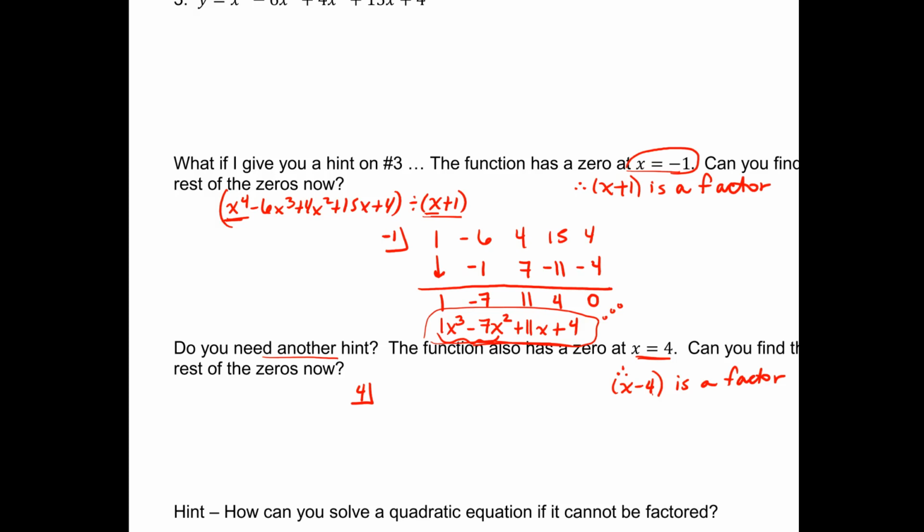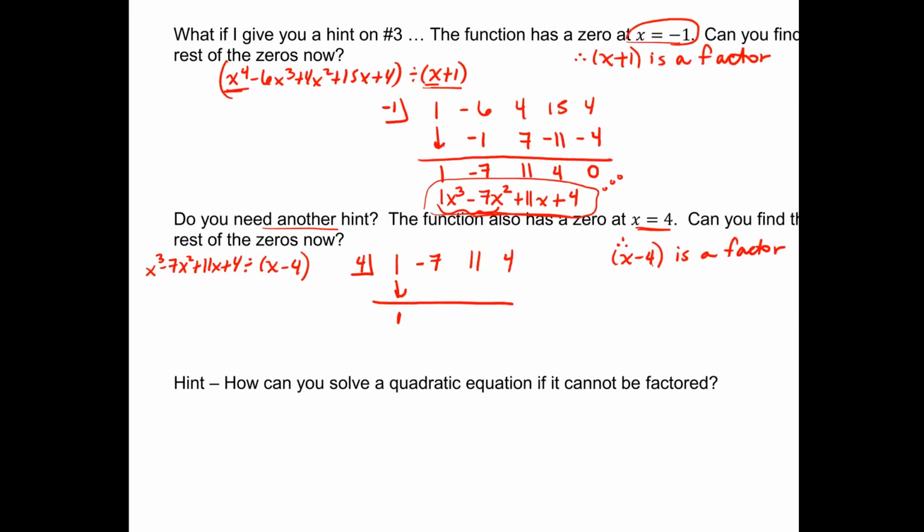So I'm just going to show what I'm doing off to the side. I'm going to take x cubed minus 7x squared plus 11x plus 4, and I'm dividing it by my factor that was given to me by another hint. So I line up those coefficients of 1, -7, 11, and 4. Bring it down. And I bring down the 1. 4 times 1 is 4. -7 plus 4 is -3. 4 times -3 is -12. 11 plus -12 is -1. 4 times -1 is -4. 4 plus -4 is 0.